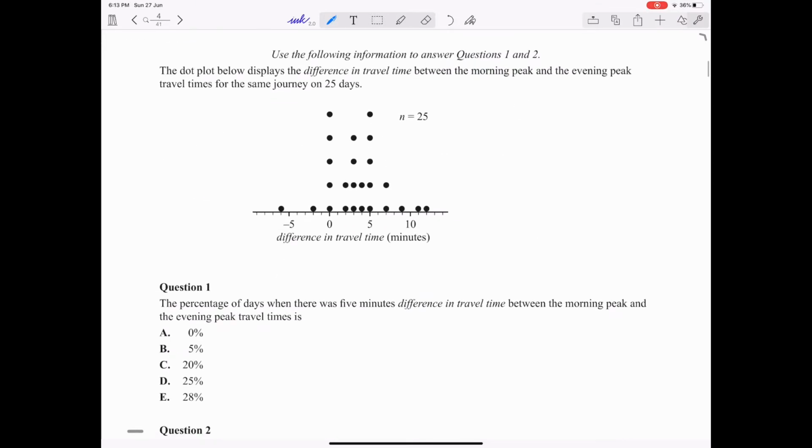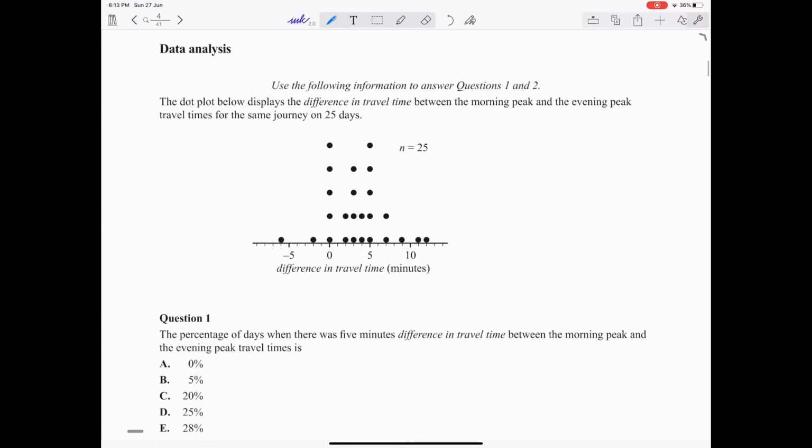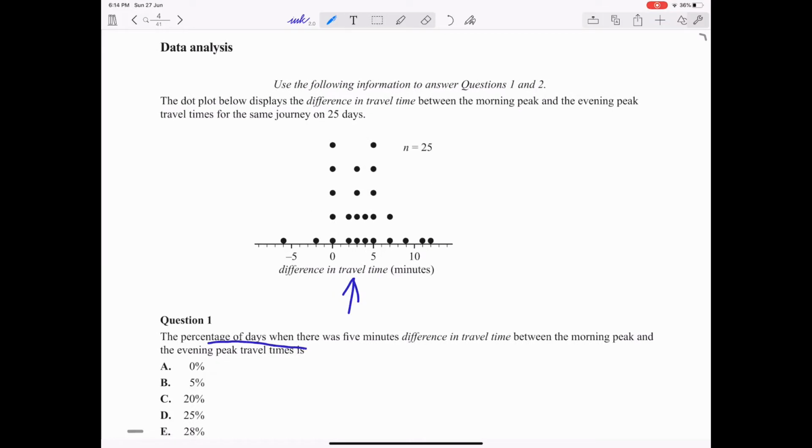Question 1, the dot plot below displays the difference in travel time between morning peak and evening peak travel times for the same journey on 25 days. The percentage of days where there was a 5-minute difference in travel time between morning peak and evening peak travel times is... So over here on this axis we have the difference in travel times, and we want to find the percentage of days when there's a 5-minute difference in travel time.